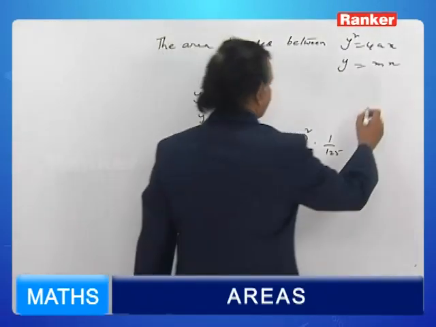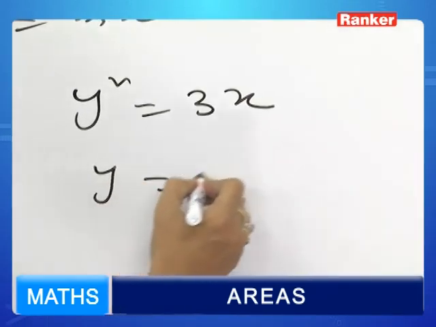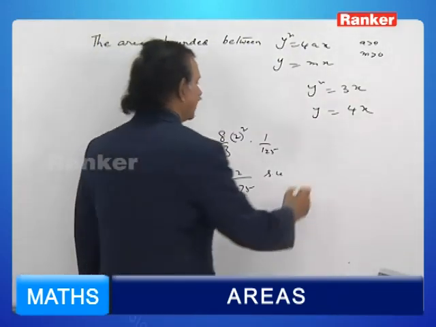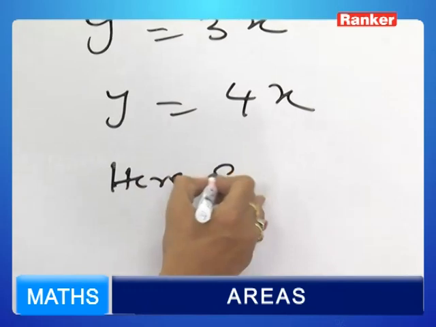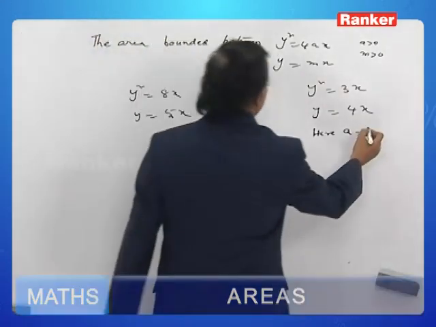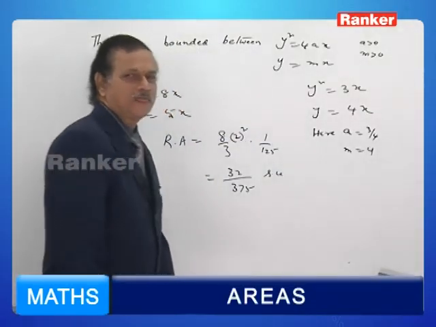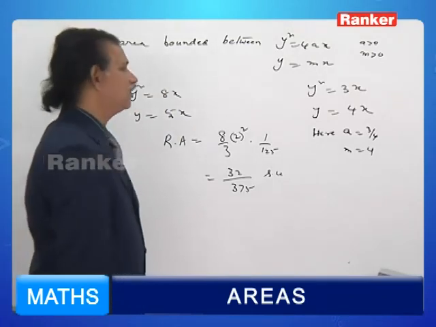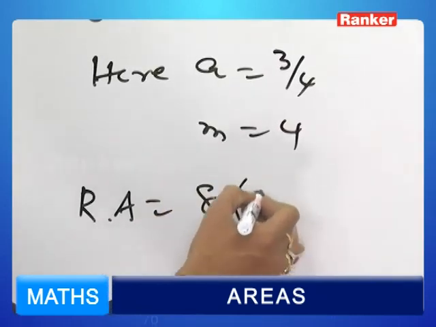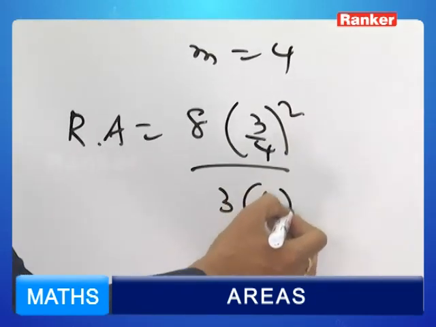One more application. Given parabola is y square is equal to 3x and the line given is y is equal to 4x. What is the answer? Here, what is a? 4a is equal to 3. Hence, a is 3 by 4. And m is 4, y is equal to mx. So, the required area is equal to 8a square by 3m cube, isn't it?